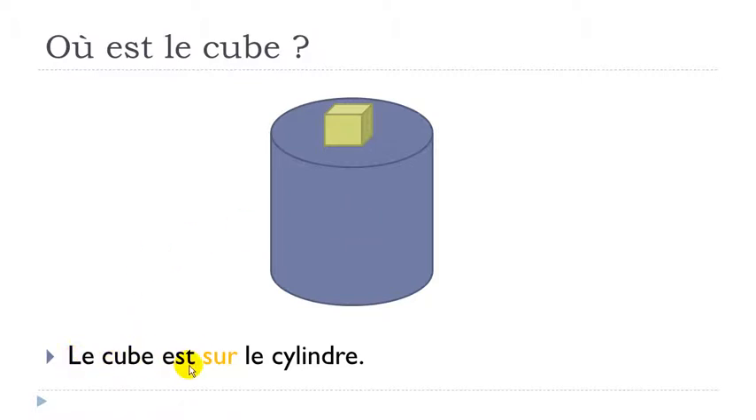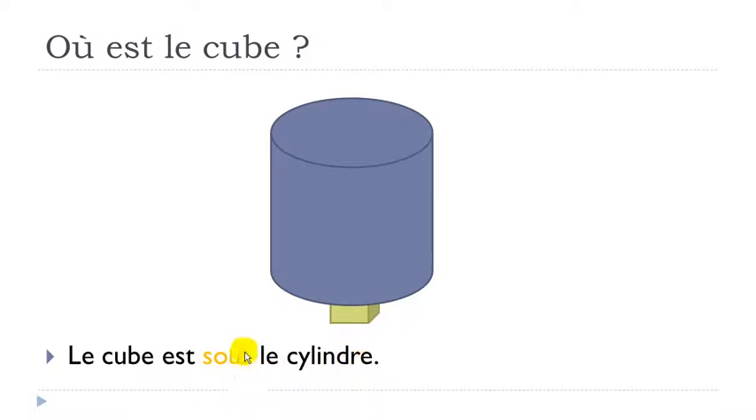Le cube est sur le cylindre. So you can see it's on. Okay, so sur le cylindre. Okay, and there is contact here. Okay, it's quite important. Second option, same thing, but it's basically under here. Le cube est sous le cylindre. Okay? Le cube est sous le cylindre.